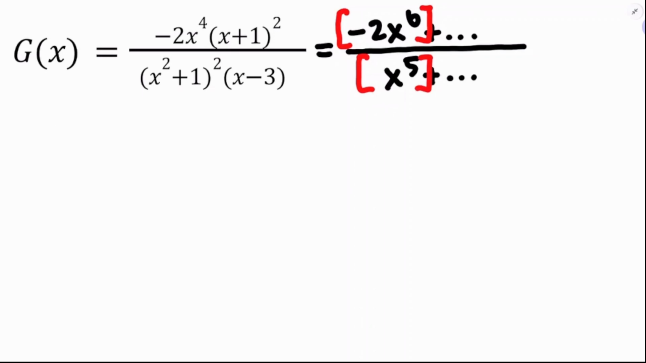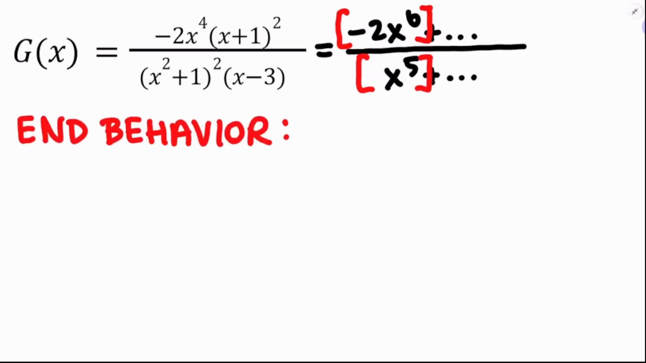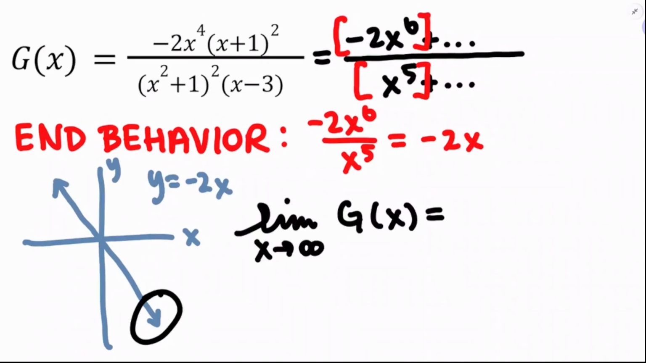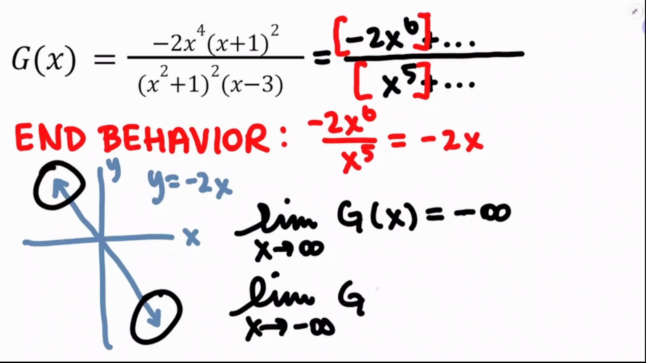So I'm considering the quotient of negative 2x to the 6 and x to the 5 because that will help me determine my end behavior of g. Okay, so that's going to be negative 2x. So if I drew the graph, I could see the end behaviors by looking at it. As x approaches infinity, g is going to negative infinity. And then as x approaches negative infinity, g is approaching positive infinity.